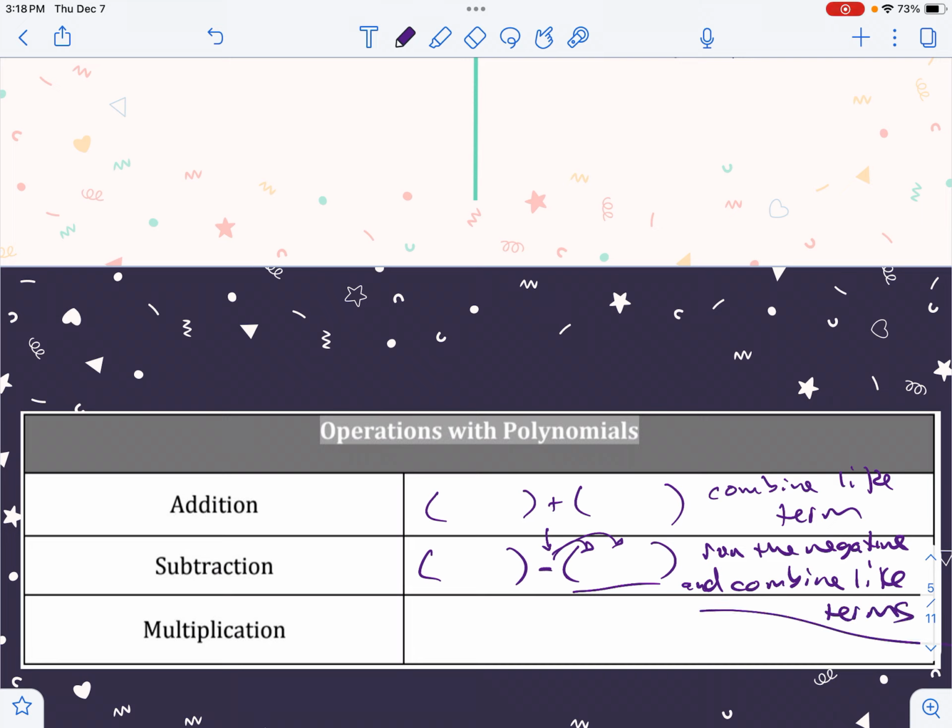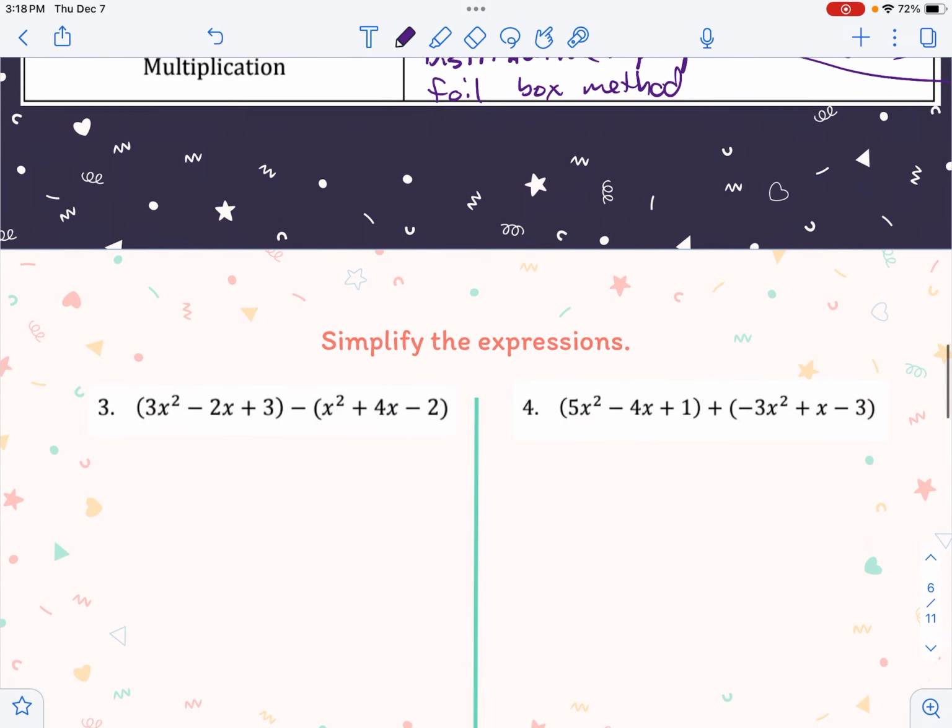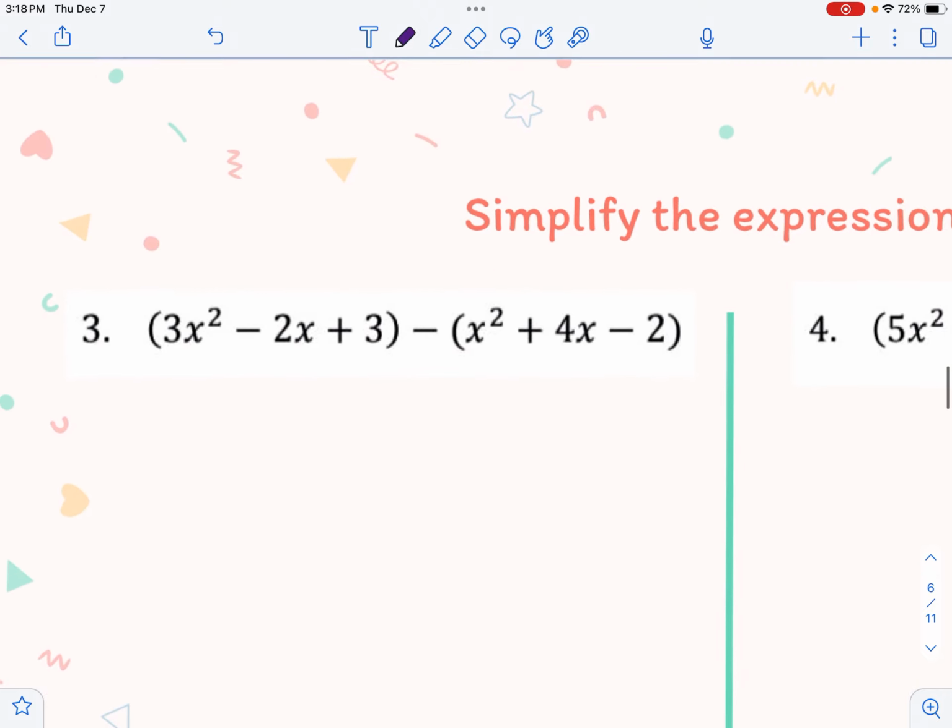Okay. Multiplication. Usually you're dealing with the distributive property here. We'll do a couple problems like that. Or FOIL, a lot of people call it FOIL, or the box method. I'll show you a little bit of both. Okay, so anyway, the big thing here, example 3, is we're subtracting this polynomial, the x squared plus 4x minus 2.